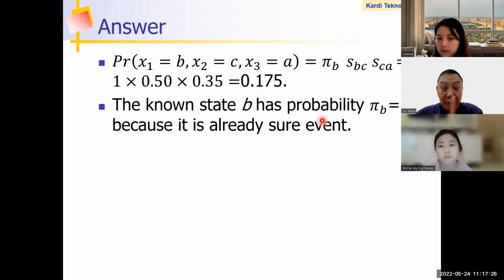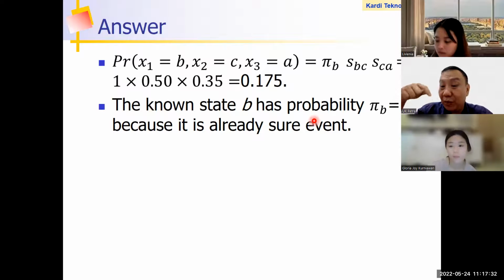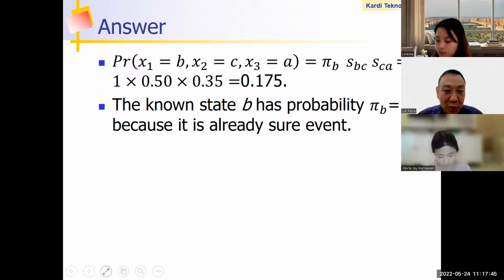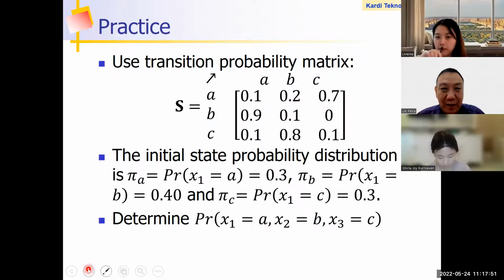Of course you know, right? If you know you are in state B, that means the probability of that state is 1. Remember that. Why? Because it's already a sure event. It's known already, so there is no need for probability because that's already sure. The probability is surely 1. Okay, so this is exactly the same.